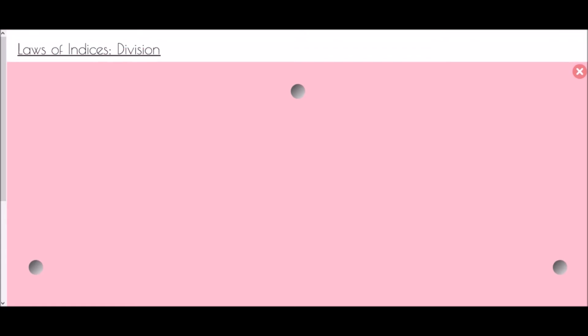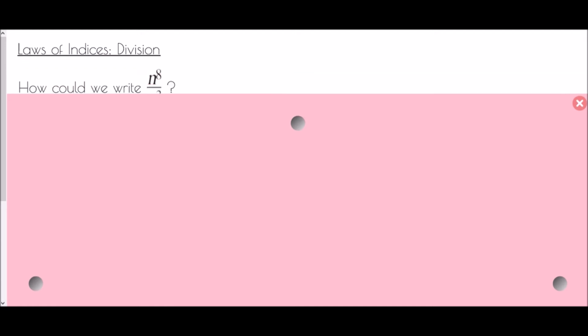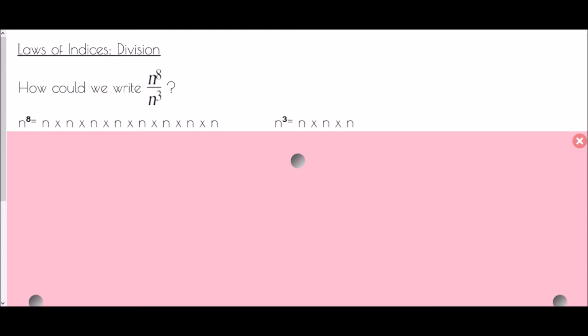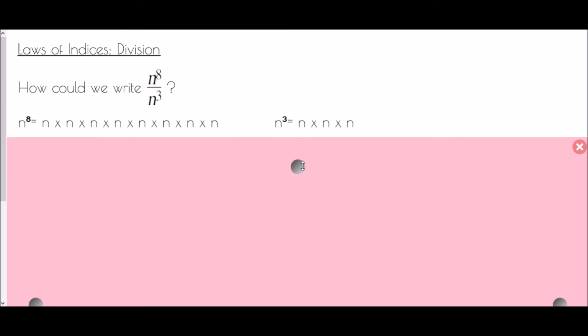The second law of indices that we're going to look at is when we have division. So again, let's just have a think about this. How could we write n to the power of 8 divided by n cubed? Well, again, let's think about writing that out in full. We've got n times n times n times n times n times n times n times n. That's n to the power of 8. And n cubed is n times n times n.